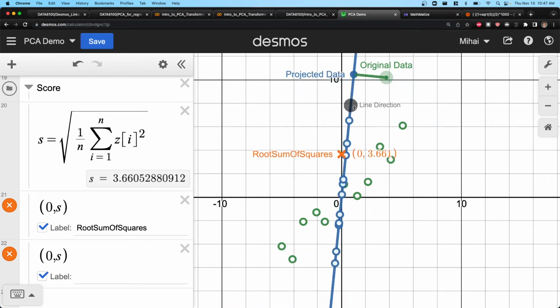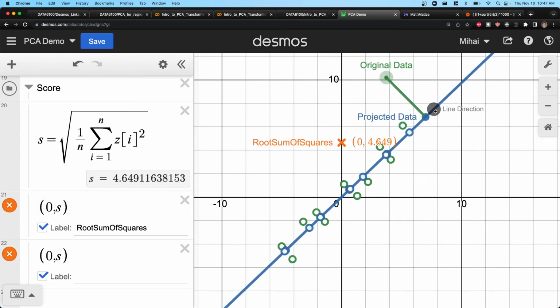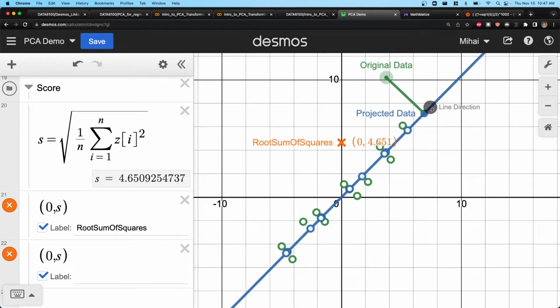And the thing is, we want to spread them out as much as possible. That means make this as big as possible. So where is that? 4.651, 65. Can I beat 651? Okay, so it's right there. That's the best direction.